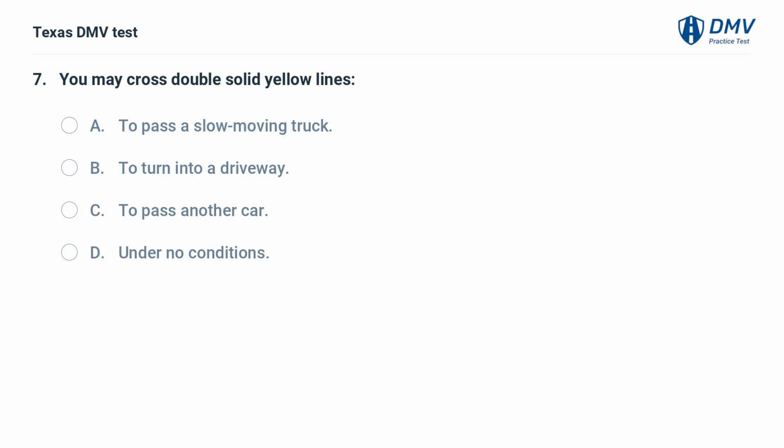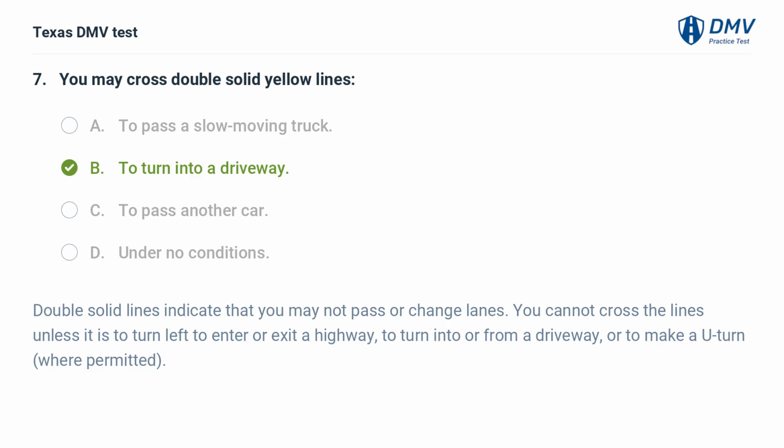You may cross double solid yellow lines: A. To pass a slow-moving truck. B. To turn into a driveway. C. To pass another car. D. Under no conditions. The answer is B. To turn into a driveway. Double solid lines indicate that you may not pass or change lanes. You cannot cross the lines unless it is to turn left to enter or exit a highway, to turn into or from a driveway, or to make a U-turn where permitted.